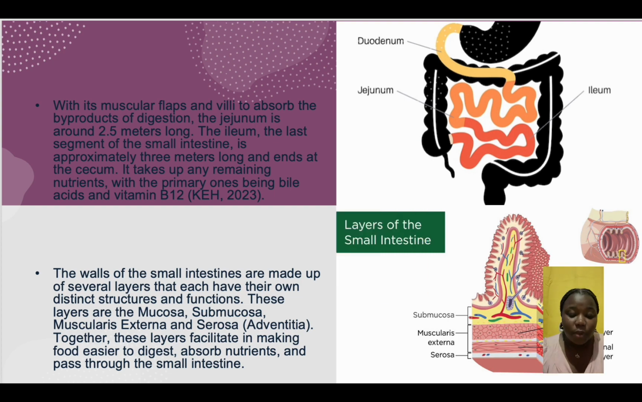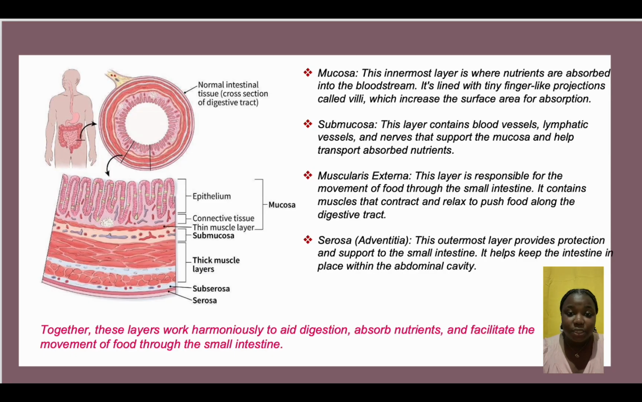The walls of the small intestines are made of several layers. Firstly, there's the mucosa, and this is the innermost layer where the nutrients are absorbed into the bloodstream. It is lined with finger-like projections called villi, which increase the surface area for absorption. Secondly, there's the submucosa, and this layer contains nerves, blood, and lymphatic vessels, which support the mucosa and help with the transportation of the nutrients that are absorbed.